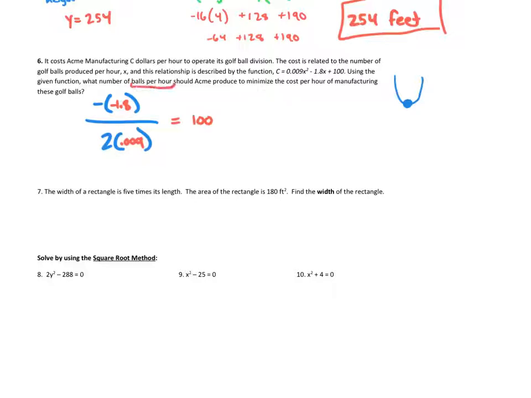So I think I said a minute ago that we were looking for the y coordinate, but we're really looking for the x. So what number of balls per hour should Acme produce? 100 balls per hour. If we wanted to plug it back in to find the y coordinate, it would tell us what the operational cost is at that minimum point. Because if we were to graph this, the x-axis is the balls per hour, and the y-axis would be the cost.